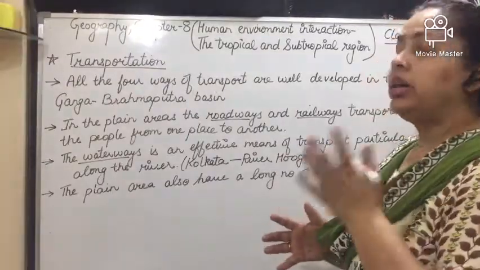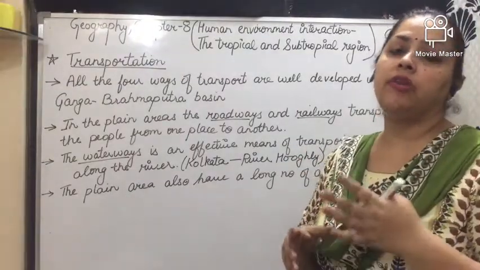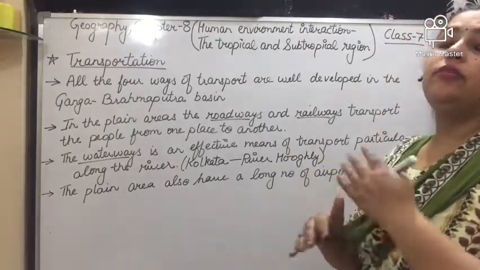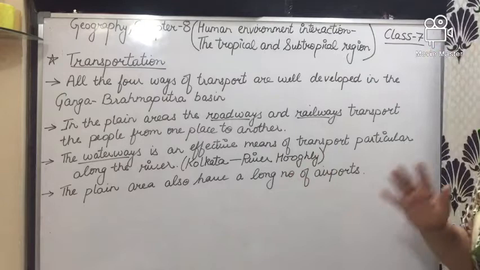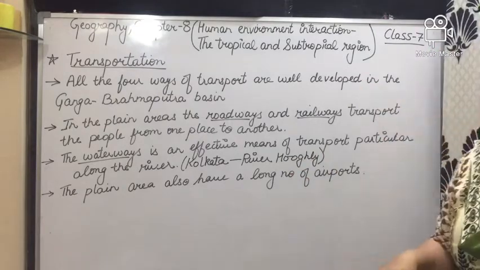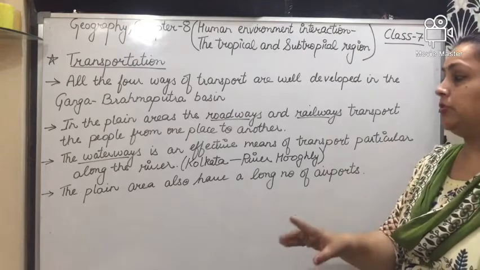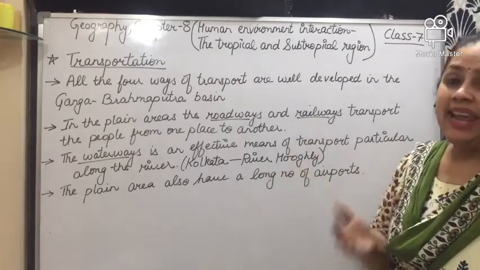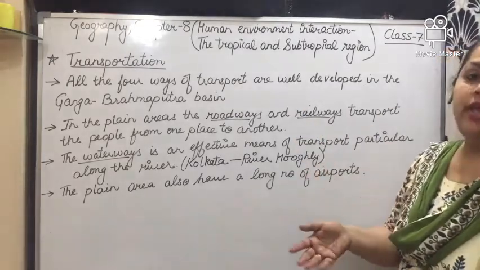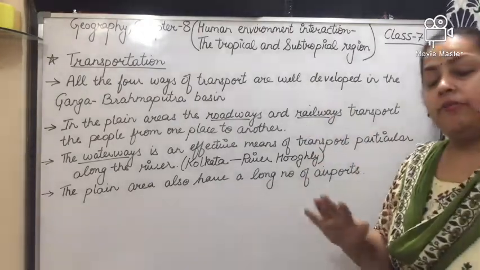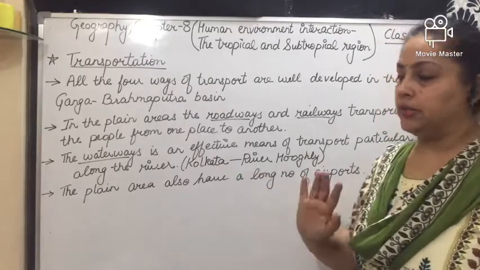Okay, now what is the situation of transportation in this basin? All four means of transport are well developed in the Ganga Brahmaputra basin. The most important point is this: in the plain area, basically, roadways and railways transport people from one place to another.